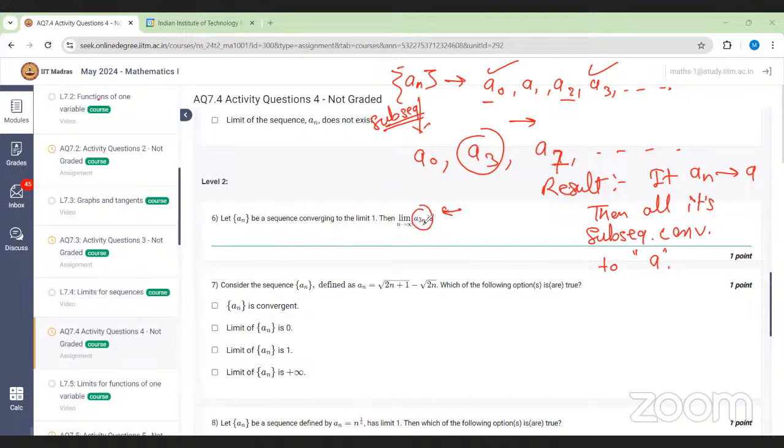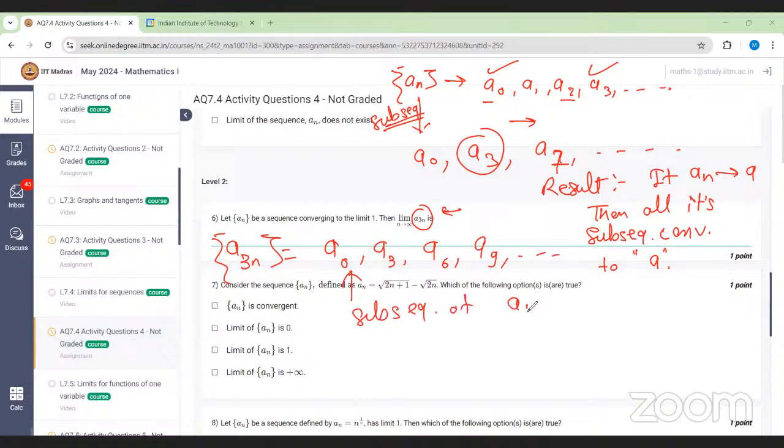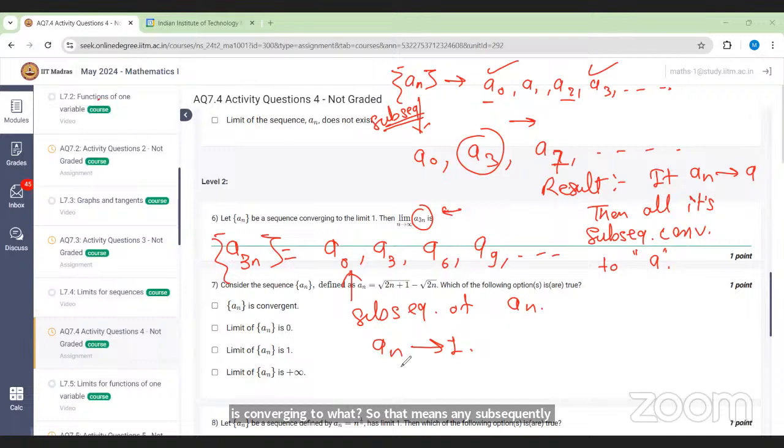So here it's given a_3n, where 3 is written in the subscript. If you consider this sequence, a_3n is nothing but A0, A3, A6, A9, and so on. This is nothing but a subsequence of this particular sequence. And it's given that a_n is converging to 1, so any subsequence will converge to 1. That's why this limit will be equal to 1. So it implies a_3n converges to 1.